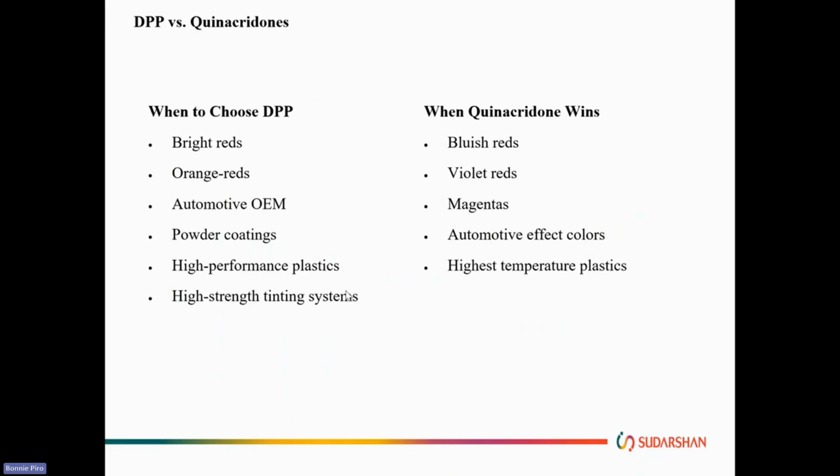So that brings us to when to choose a DPP: when you're looking for that more bright red or an orange red. A lot of times these show up more in automotive type areas and high performance plastics as well. Quinacridones tend to be the choice where you're looking for the bluer shade of red, or those violet reds, magentas, that kind of thing. But from an application perspective, they both fit the same application areas. It just really is that color space that you're trying to achieve.